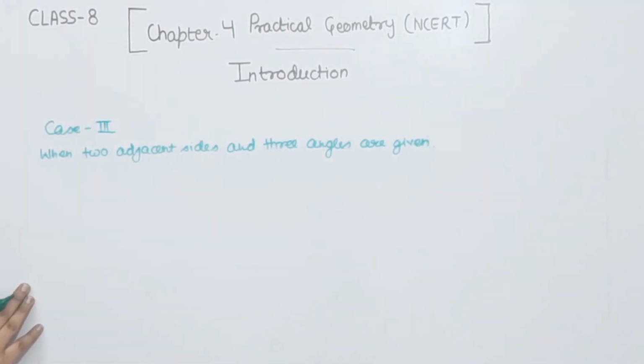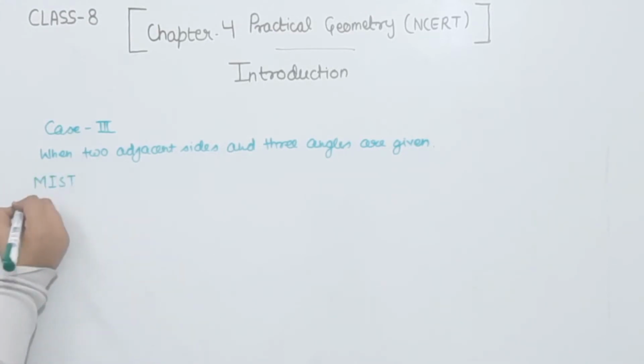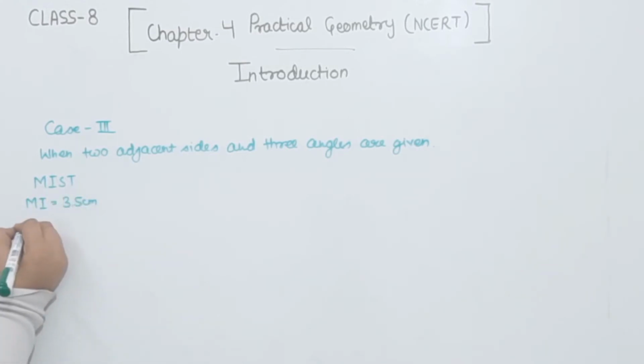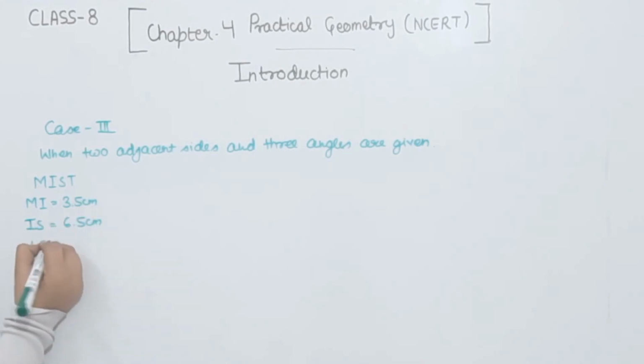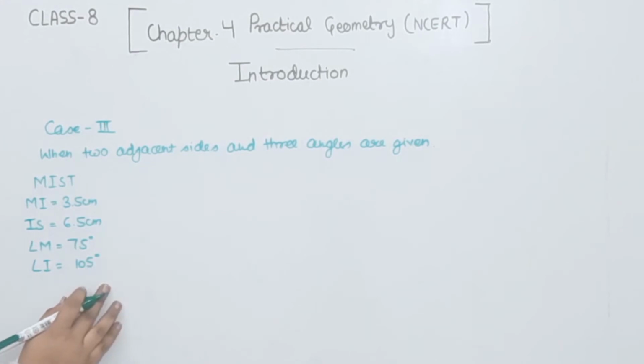Let's take the example. In the example we have the quadrilateral MIST. In this one, MI is 3.5 centimeters, IS is 6.5 centimeters, angle M is 75 degrees, angle I is 105 degrees, and angle S is 120 degrees. So this is the measurement we are having. First of all, we are going to draw the rough sketch.